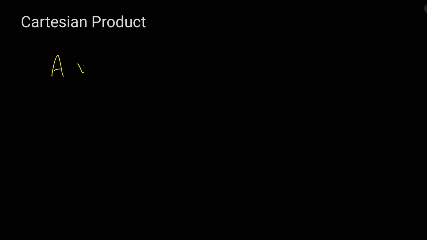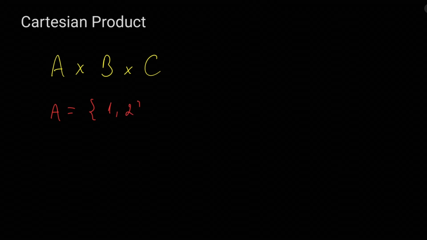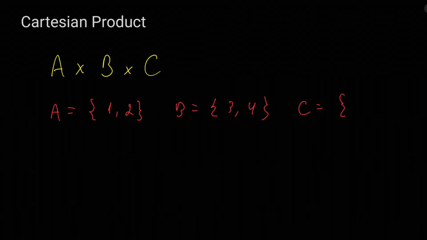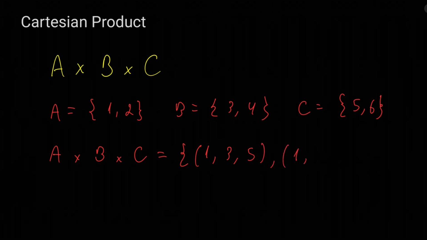We can also extend this idea to more than 2 sets. For instance, A cross B cross C consists of ordered triples where the first element comes from A, the second from B, and the third from C. So if A is {1, 2}, B is {3, 4}, and C is {5, 6}, A cross B cross C would be the set of ordered triples where the first one would be a triple with the first element from A, the first element from B, the first element from C. The second one would be a triple with the first element from A, the first element from B, and the second element from C, and so on.